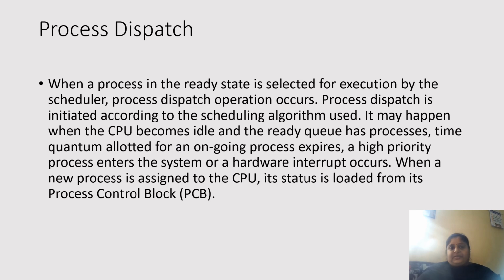Next, process dispatch. The second state is process dispatch. When a process in the ready state is selected for execution by the scheduler, the process dispatch operation occurs. Process dispatch is initiated according to the scheduling algorithm used. It may happen when the CPU becomes idle and the ready queue has a process, the time quantum allocated for the ongoing process expires, a higher priority process enters the system, or a hardware interrupt occurs. When a new process is assigned to the CPU, its state is loaded from its process control block. The process control block was already seen in the first unit, where the detailed structure of the PCB will be given.